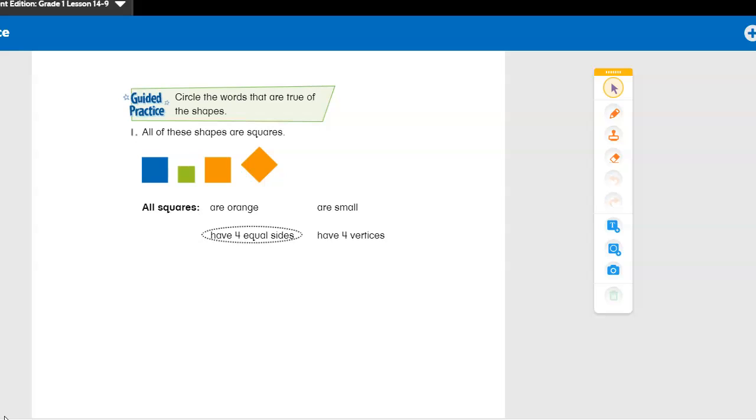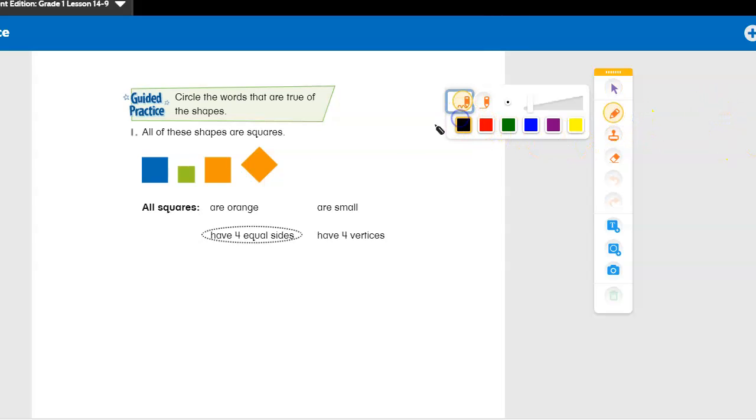And all squares have 4 vertices. So it wants us to circle which ones are true about our statements about squares. So let's read them one more time. It says all squares are orange. Well, let's look at all of our squares in this picture. Are all of these squares orange?